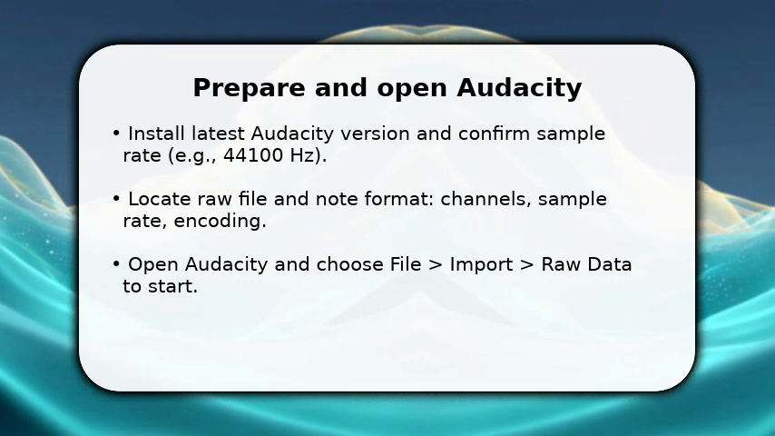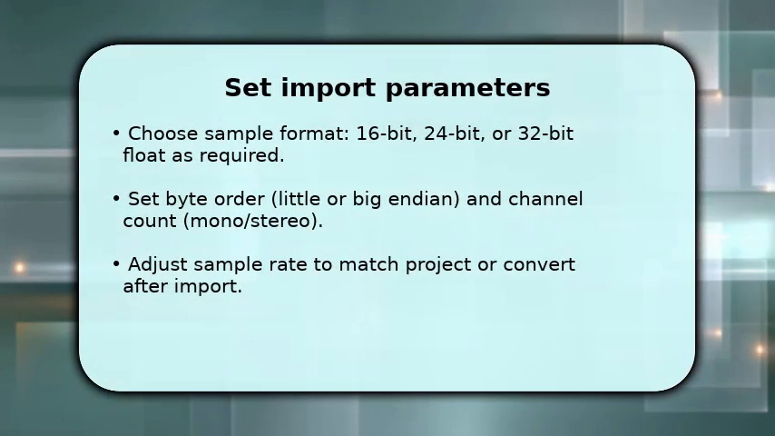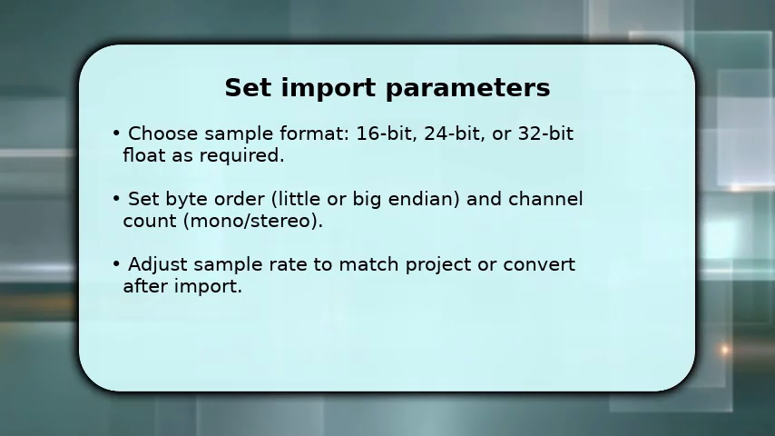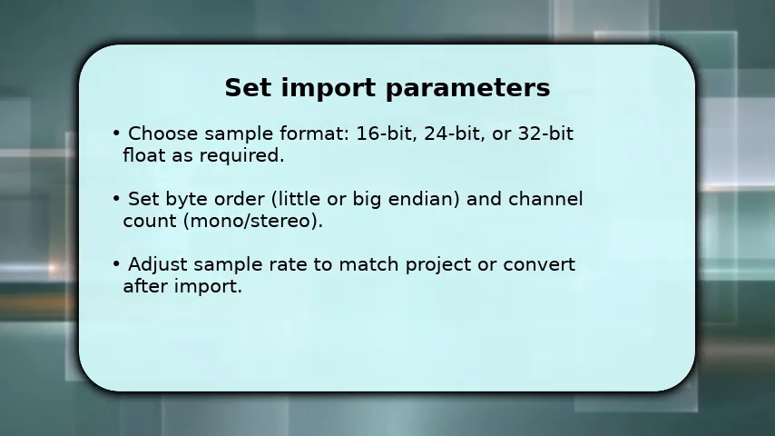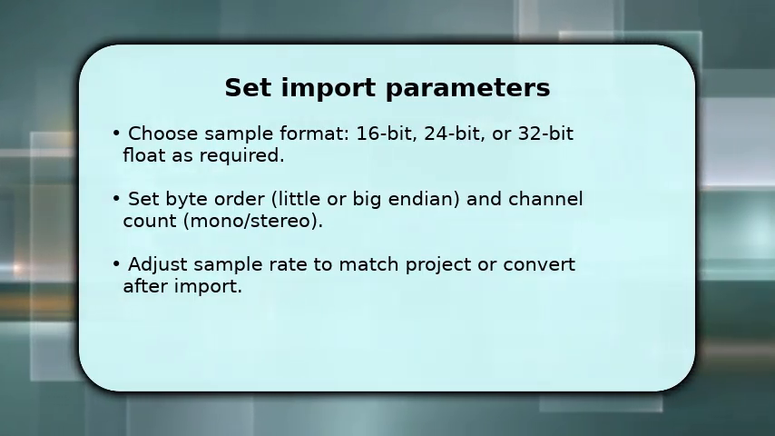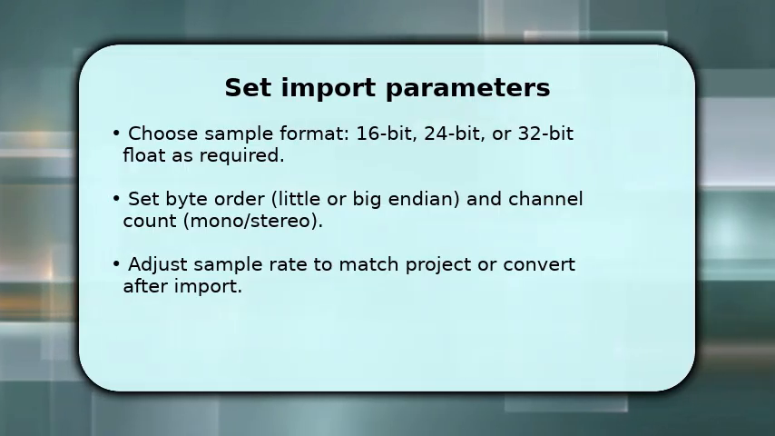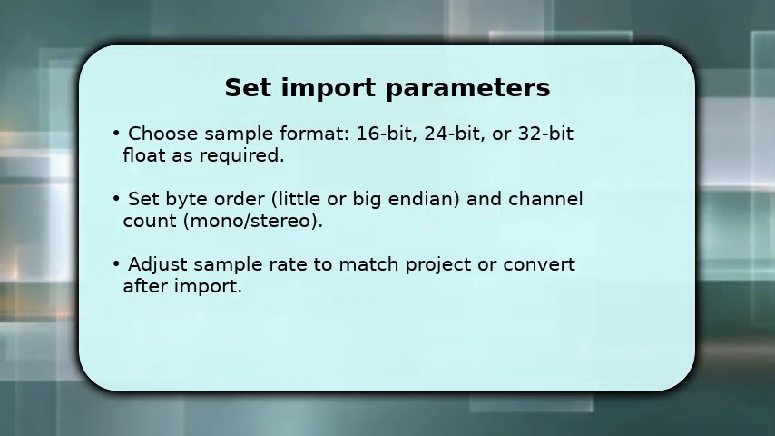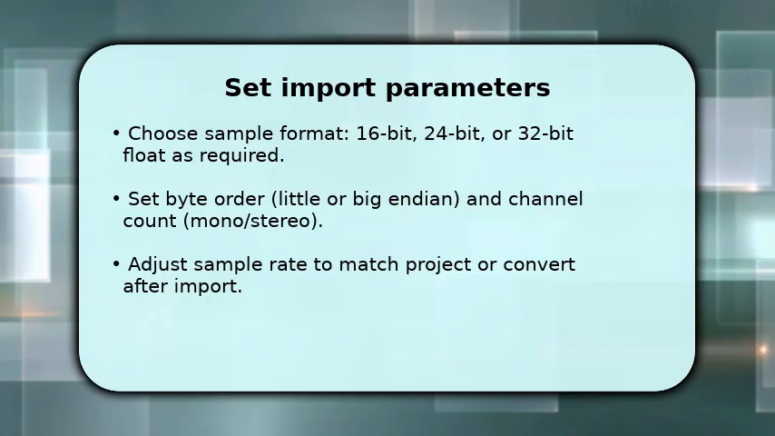Now configure parameters precisely. Select the sample format that matches the raw data, then set byte order, little or big endian, and the channel count. Make sure the sample rate in this dialog matches the file's rate. If it doesn't, choose the closest and plan to resample.